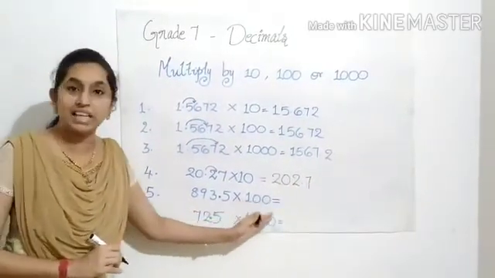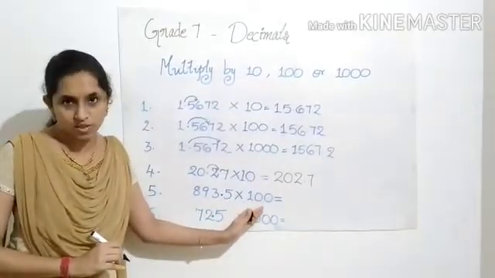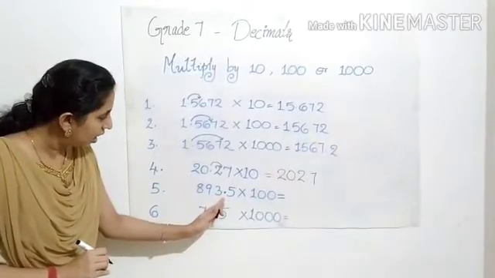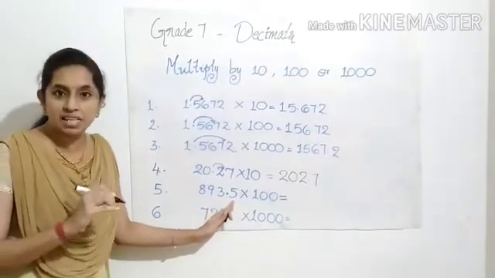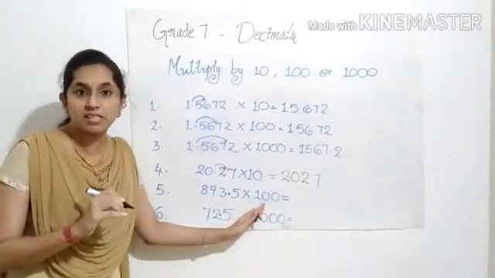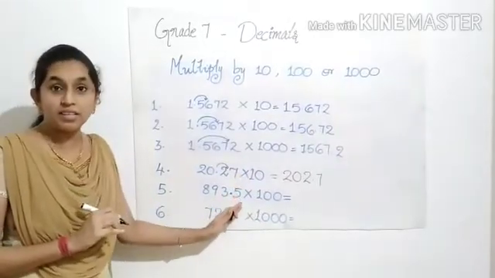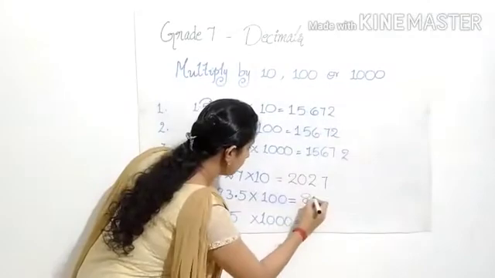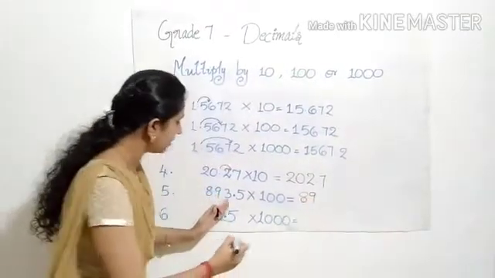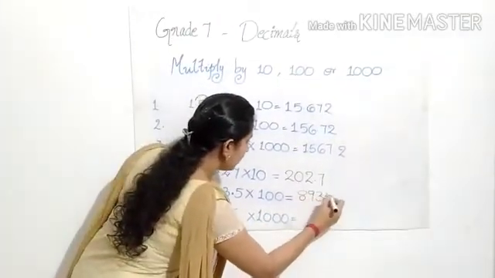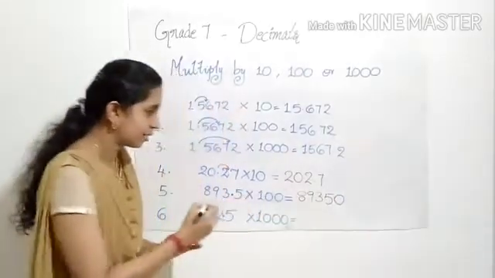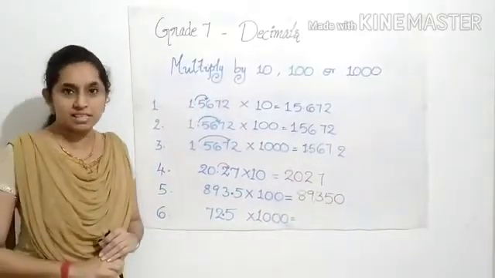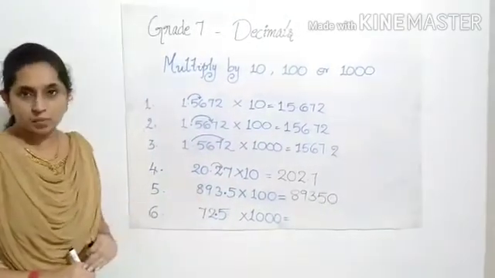Coming to the next question, 893.5 into 100. 100 has 2 zeros and we have to move 2 places to the right. But you can see here, after the decimal only 1 place is there. We have to move 2 places. That means we have to add a 0 to the answer. So the answer becomes 8935 and 1 more 0. That means 89,350 is the answer.